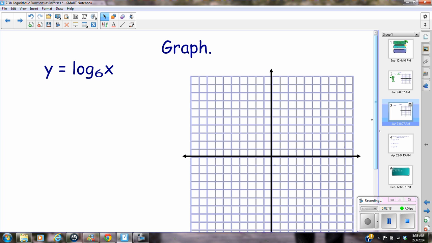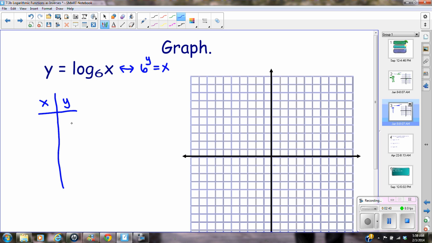Let's try another one. If we had to graph y equals log base 6 of x, I don't want to make an xy table for a log. I'd rather do it for an exponential. So I'll go 6 to the y equals x, and make my xy table. So I've got -2, -1, 0, 1, 2. I put these on the y side because y is my input here. 6 to some power of y will equal an x value.